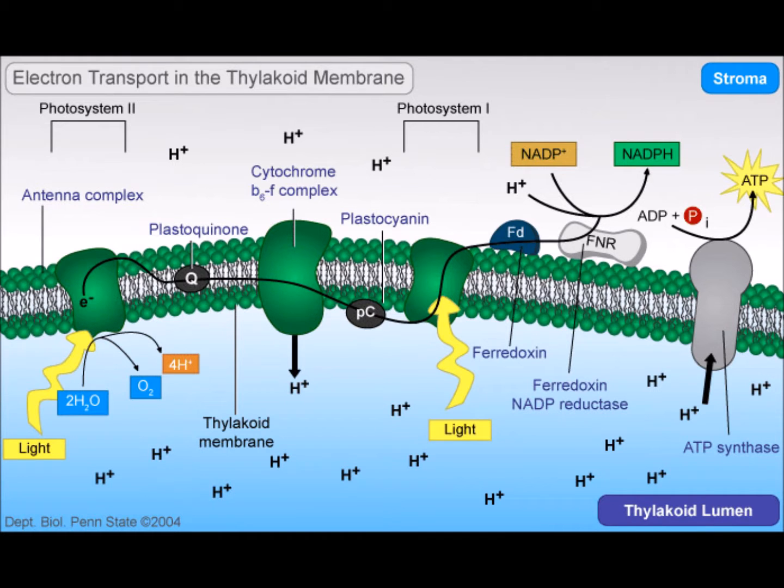NADPH is created in the light reaction, but gives a hydrogen and takes a phosphate from G3Ps in the Calvin cycle. ATP is created in the light reaction and gives a phosphate to PGAs in the Calvin cycle.